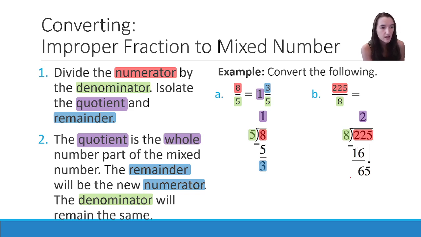So I'm going to ask again, how many 8s go into 65? Well, 8 times 8 is 64. Right, so I got 28 up top, I subtract off 64, and I have 1 left over. And so that tells me I've got, just like before, right, this is going to be my whole number, this is going to be my numerator of my fraction, and then my denominator stays the same. So I get 28 and 1/8.